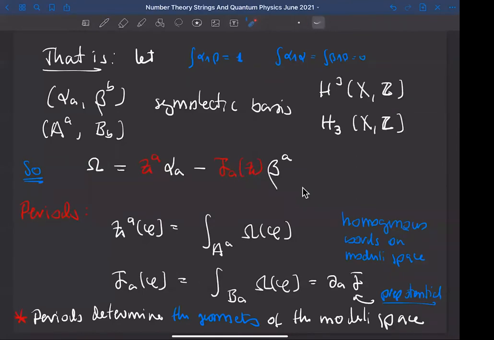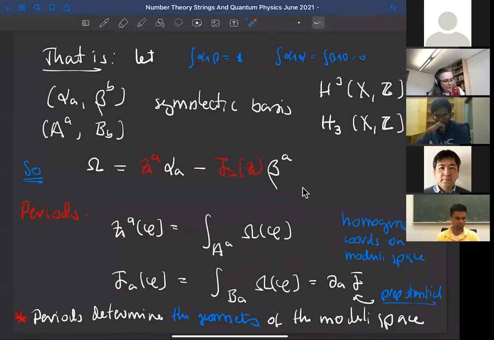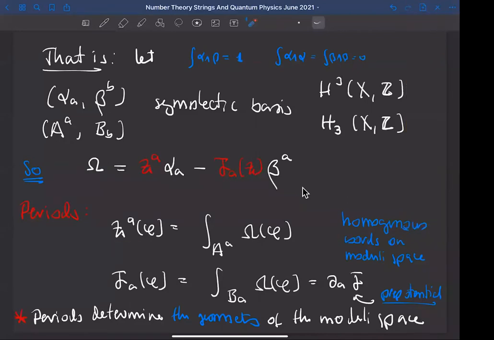Once you choose a basis for your cohomology, you write down your holomorphic form as a linear combination of these bases with some coefficients, and the coefficients are the periods. You take the integral over the cycles. What one does is to think of half of the periods as homogeneous coordinates on the moduli space of the complex structure.